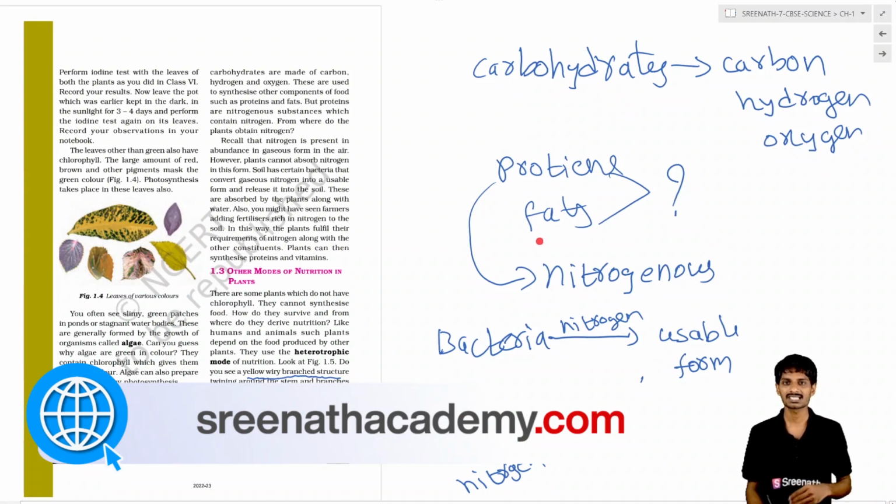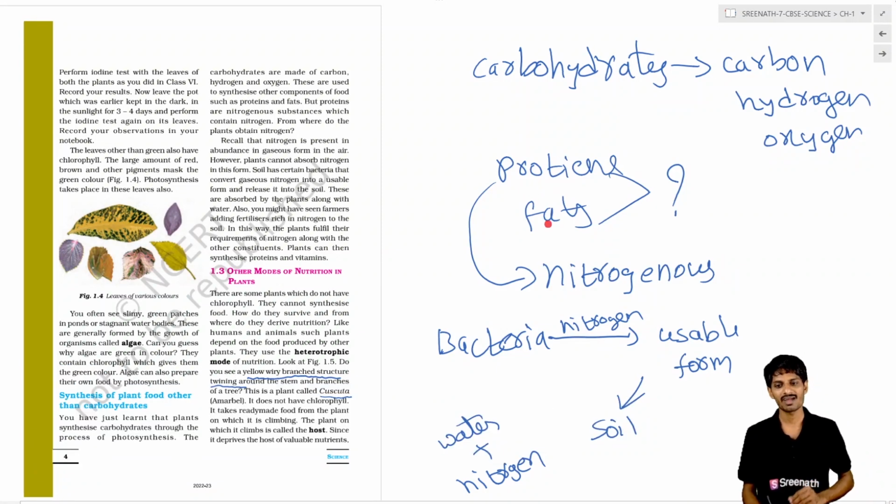But what about proteins and fats? Do plants produce proteins and fats? Proteins are nitrogenous substances. How are they getting nitrogen? Plants are getting nitrogen by roots. Basically, there is a lot of nitrogen in the air, but they cannot absorb it as they do carbon dioxide.